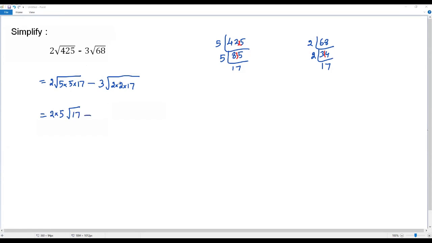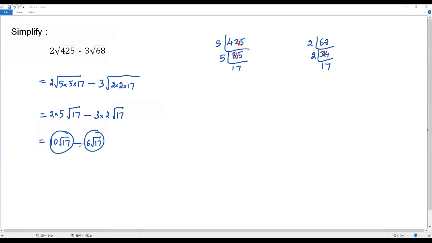And here the same thing, that is, for these two 2s, one 2 can be taken out. Already we have 3 outside of the square root. Then we get 3 times, for these two 2s, one 2 can be taken out. Still we have 17 inside the square root. Here 2 times 5 is 10. That is, we get 10 times the square root of 17. Negative 3 times 2 is 6, 6 times the square root of 17.